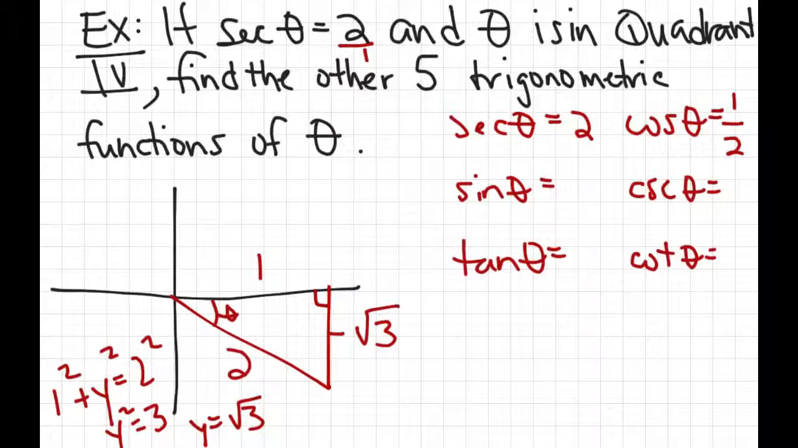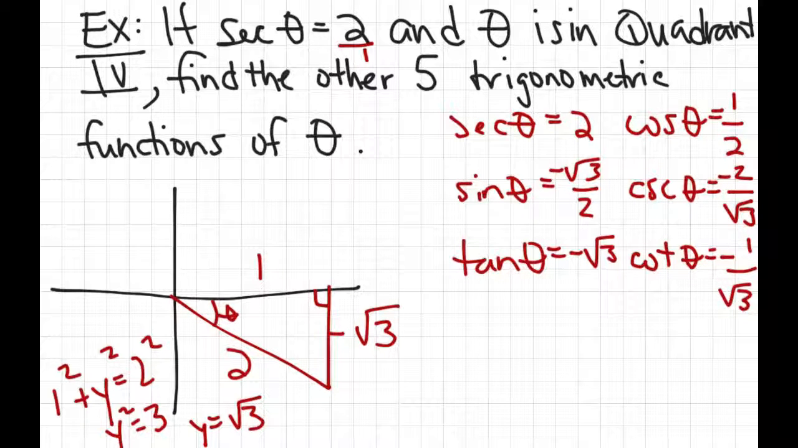So the sine is going to be negative square root of 3 over 2. Cosecant is negative 2 over the square root of 3. Tangent should be negative square root of 3 over 1. Cotangent will be negative 1 over the square root of 3.